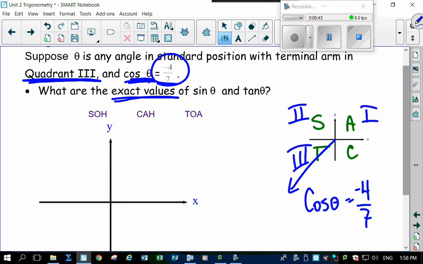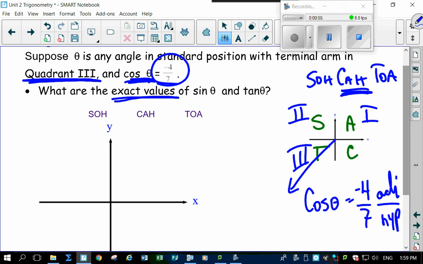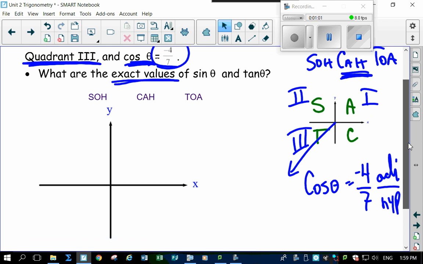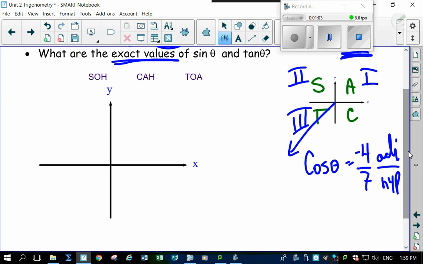Remember what cosine means. So, CAH: you're after CAH. That's got to be adjacent, and that's got to be the hypotenuse. That's as easy as that. So you're adjacent and hypotenuse. You know you have an angle in the third quadrant, so let's draw it. Here we go. There's your angle in the third quadrant.